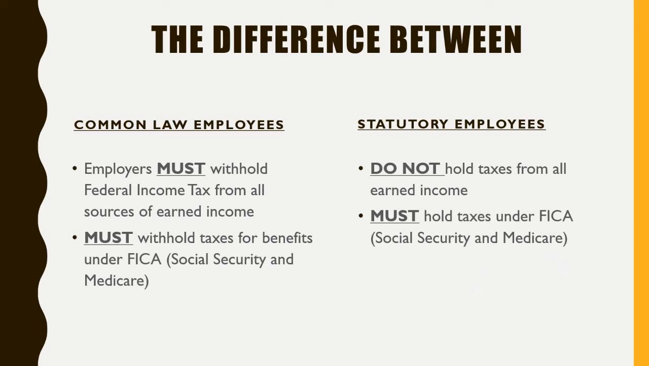Okay, so the two types of employees that will be listed on the payroll are your common law and your statutory. Common law, you have to pay everything for them, and they also have to contribute their portion of their paycheck as well. Okay, so that's that. Any questions here?